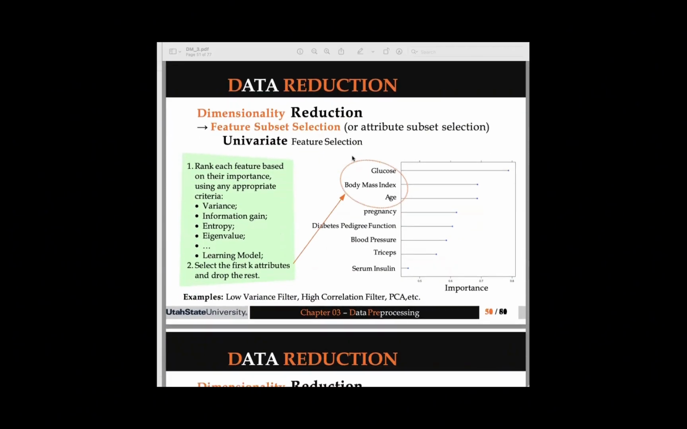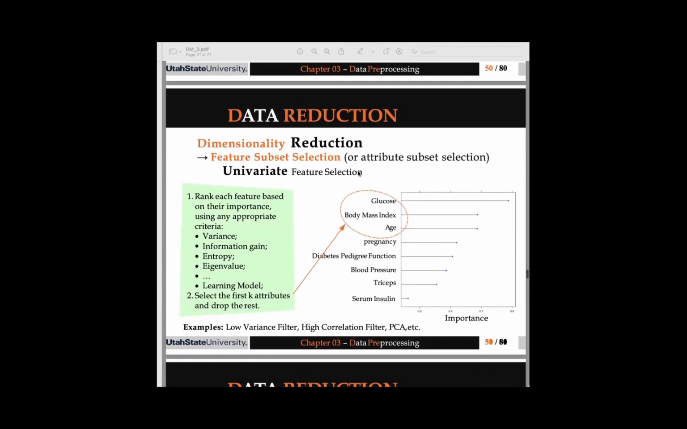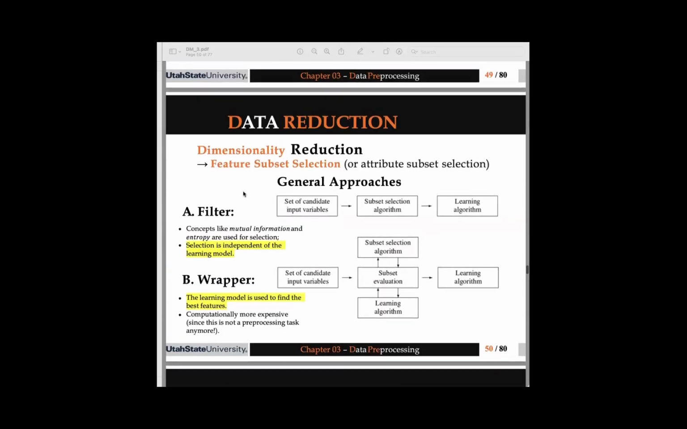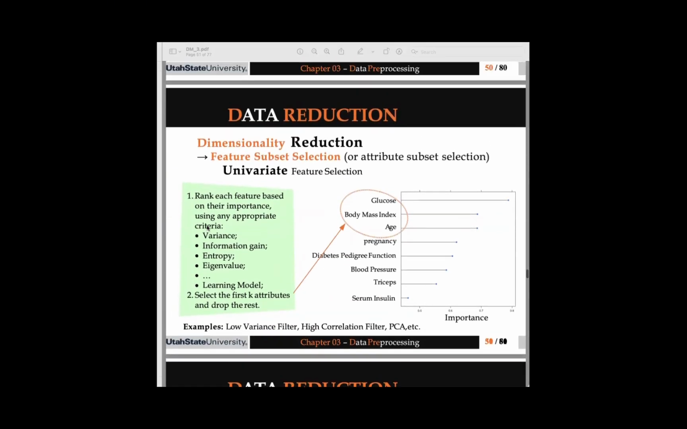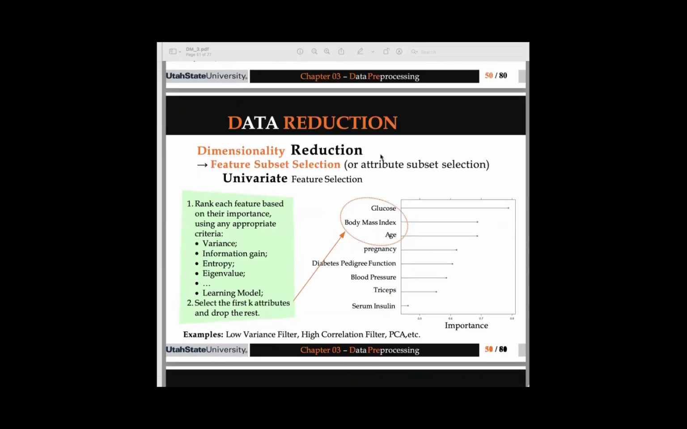So data reduction here is an example of the first family of methods, which are the filter methods. Using filter methods, I can use measures like mutual information or entropy. Typically, some papers use Pearson's correlation scores in order to find the importance of a feature. Here is an example of a toy data set which has glucose, BMI, age, pregnancies, diabetes pedigree function, blood pressure, triceps, serum, and insulin. You could see the importance of those features using one of those measures or metrics that I talked about. It could also be the variance level, if you wish, right?